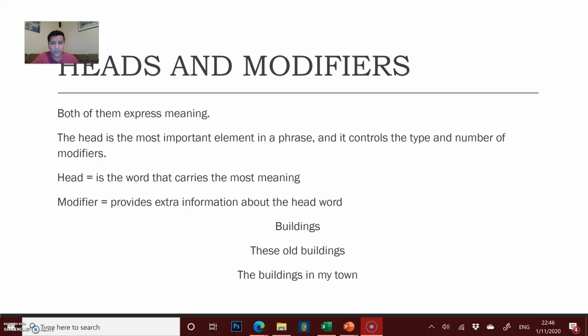But what are they? Both of them express meaning. The head is the most important element in a phrase, and it controls the type, number, and modifiers. The head is the word that carries the most meaning. The modifier provides extra information about the head word. Like I put here, one example with the word buildings: one is "these old buildings," and then the other one is "the buildings in my town."